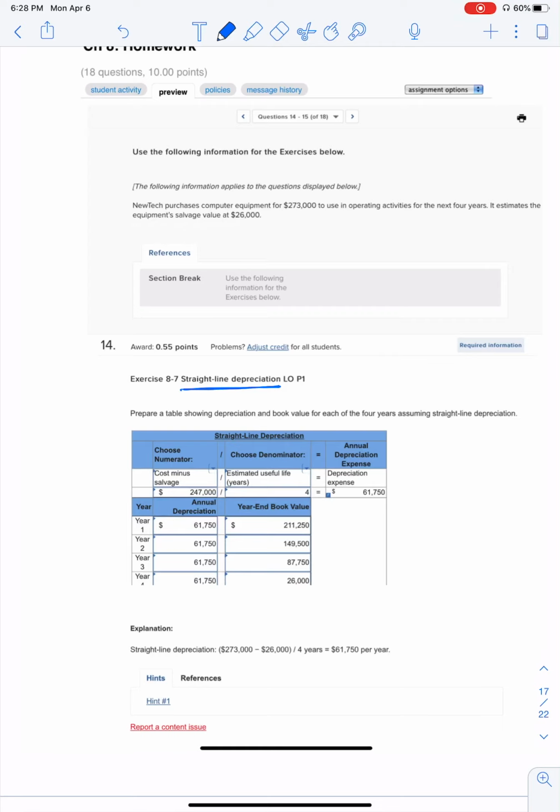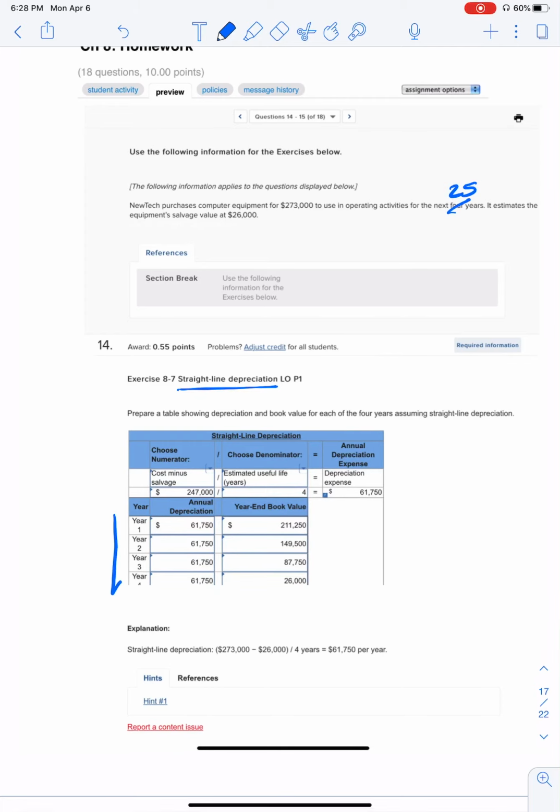So before you even do this depreciation, if I asked you in a multiple choice question, say, instead of this being 4 years, I made this 25 years. And I asked you, well, what is that year-end book value at the end of year 25? How could you get that answer? Could you sit here and draw a table like this and go down all the way to year 25? Absolutely. Is that very effective? Is that how you're going to finish the exam on time? Absolutely not.